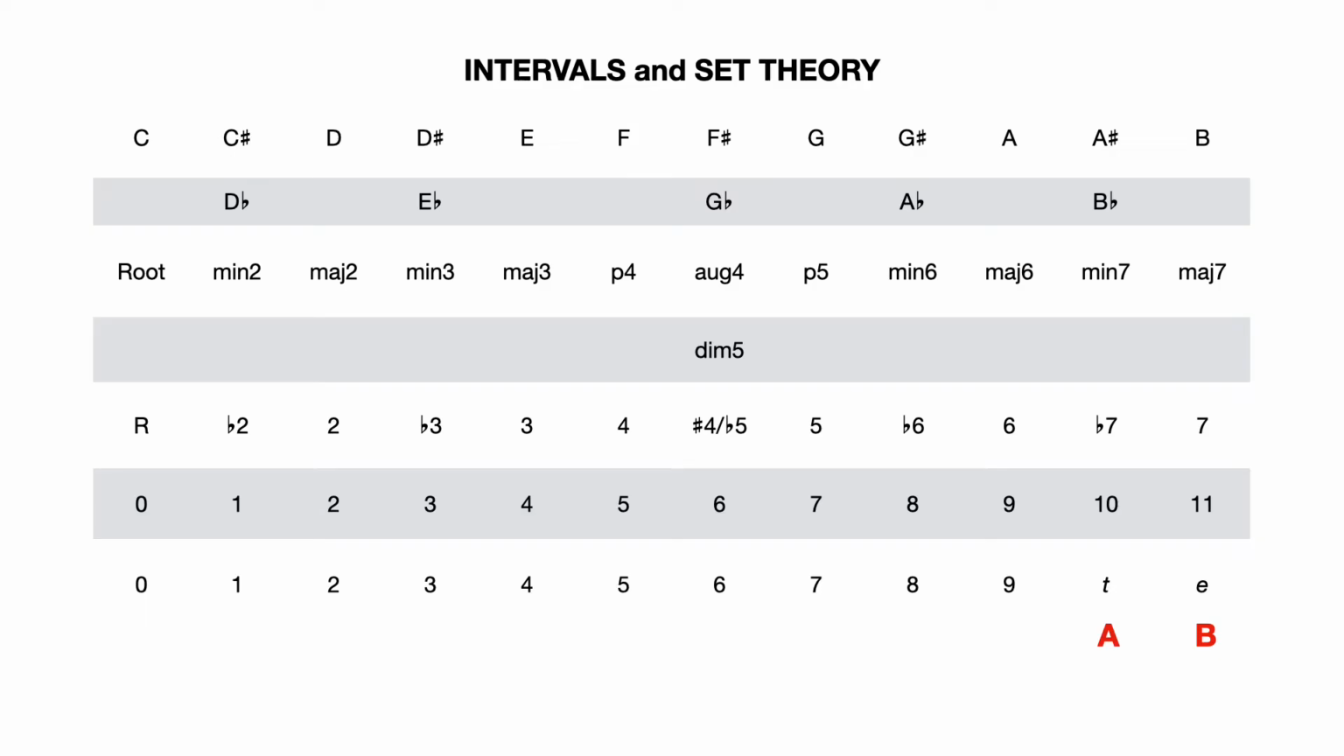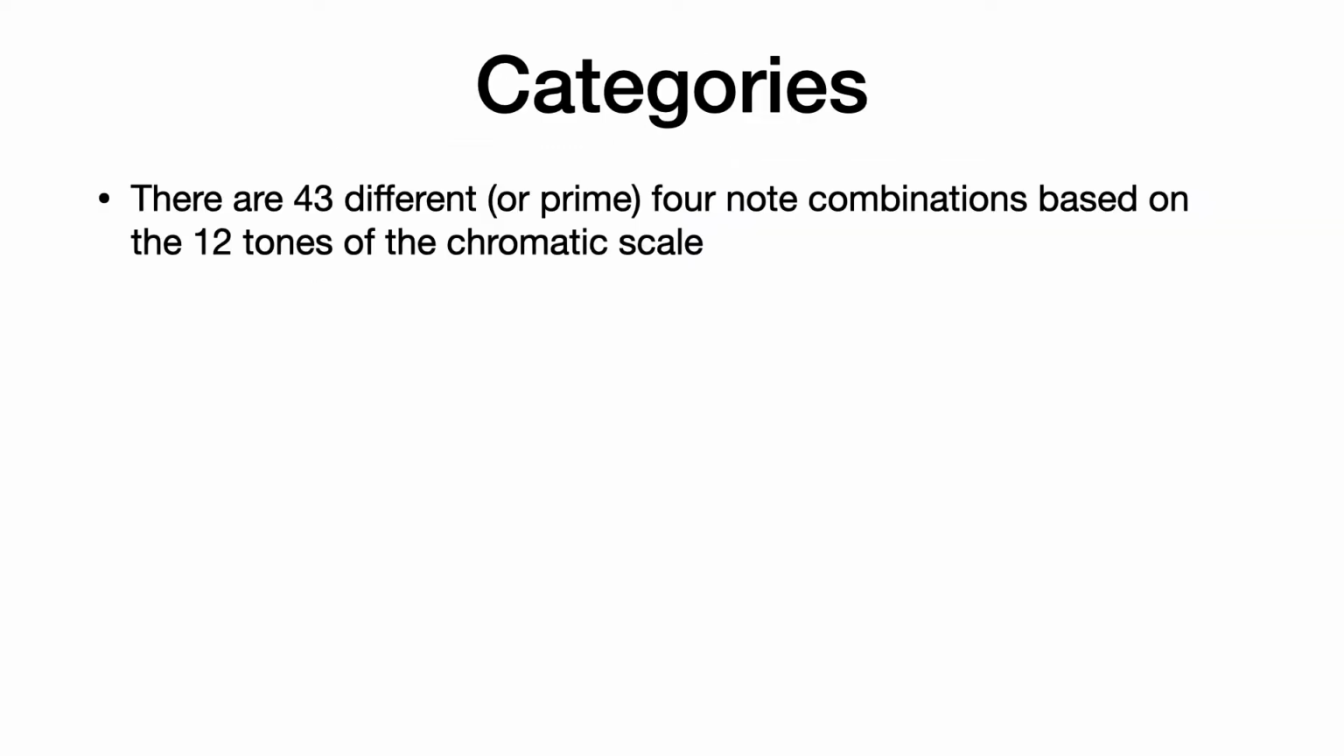So in previous videos on harmonic transformations, I looked at this diagram here showing different intervals and how you can express those. And in the bottom row, we see one way that you can express intervals is just by using hexadecimal notation, or numbers with A and B standing in for 10 and 11. So let's go back and review this idea that there are 43 different, or prime, 4-note combinations based on the 12 tones of the chromatic scale.